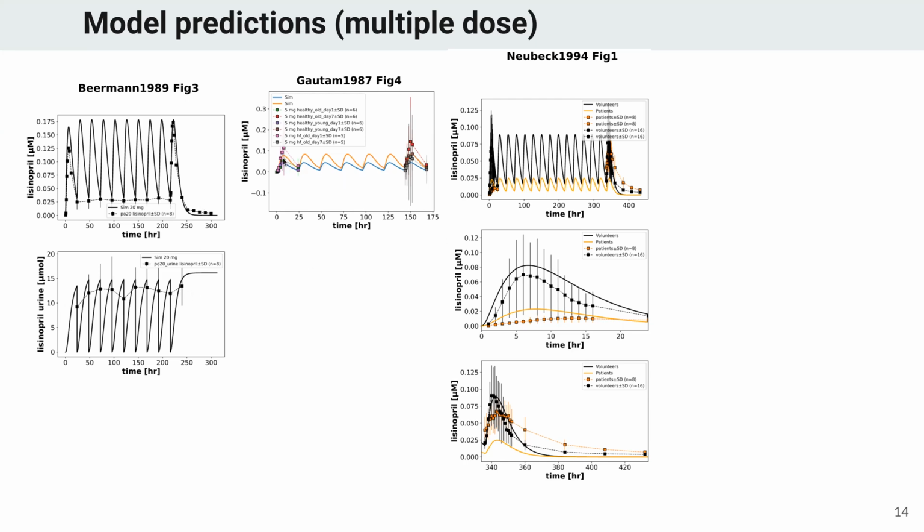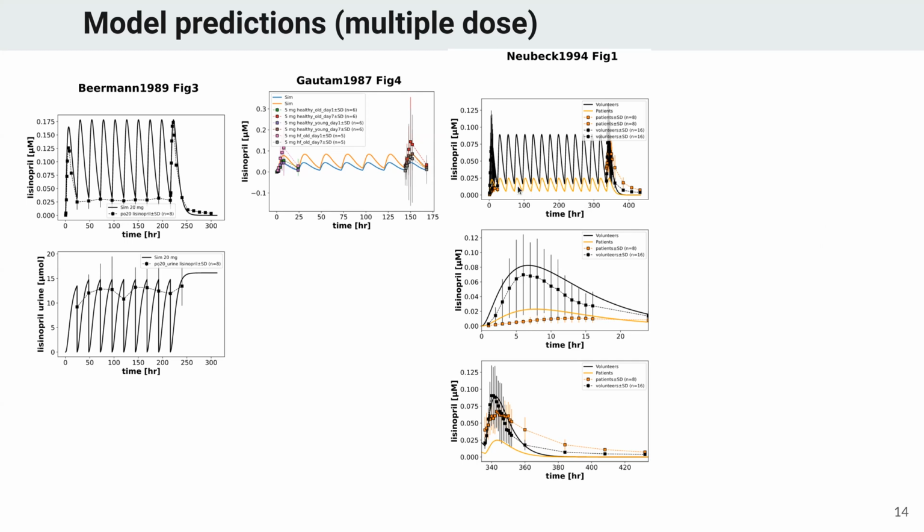Similar for Gautam here, where we see day 1 is pretty nice, and then, I don't know, this is probably day 6, 7, 8, something like that. Also a pretty good agreement. There's definitely some room for improvement, but overall, I would say the curves are already pretty close to the actual data.